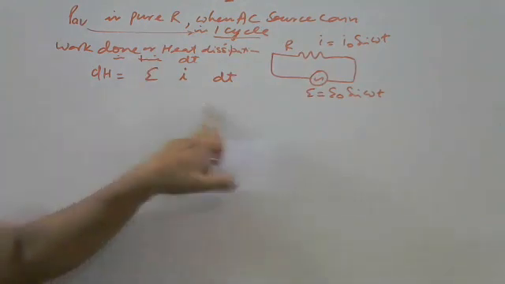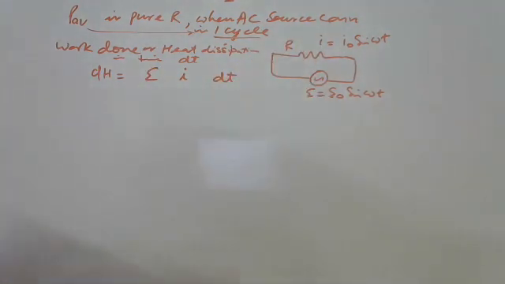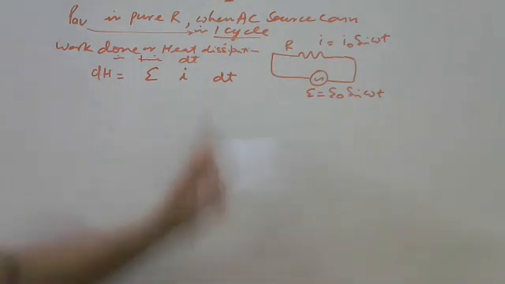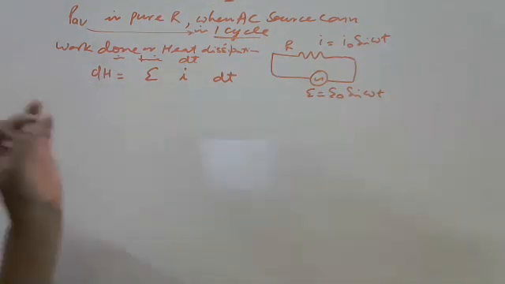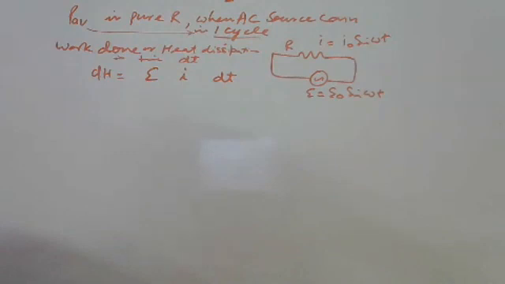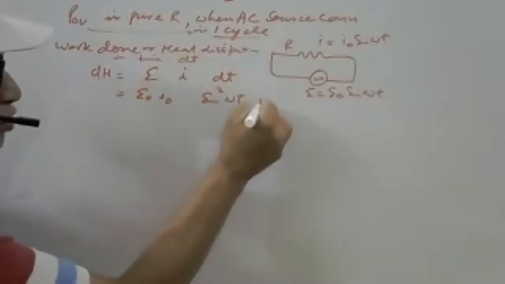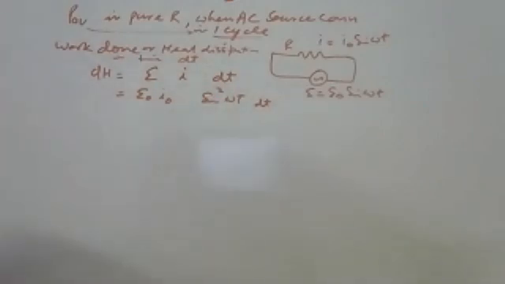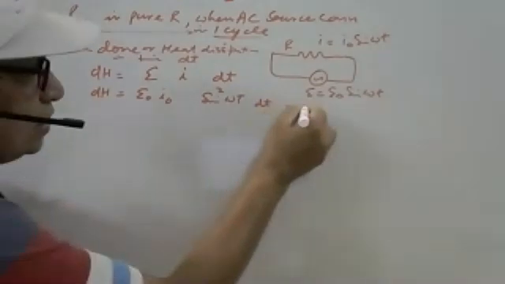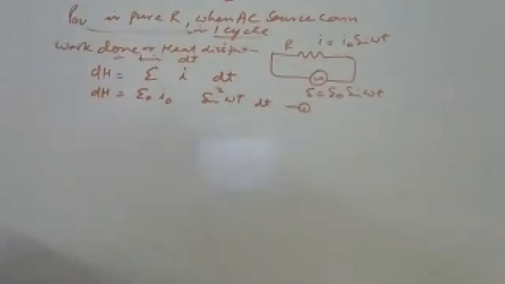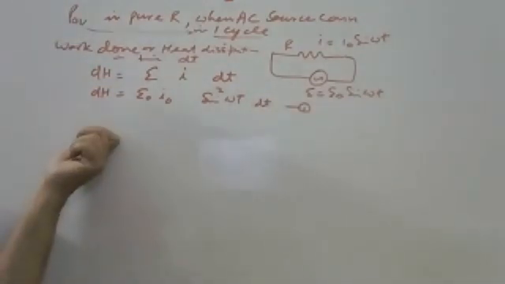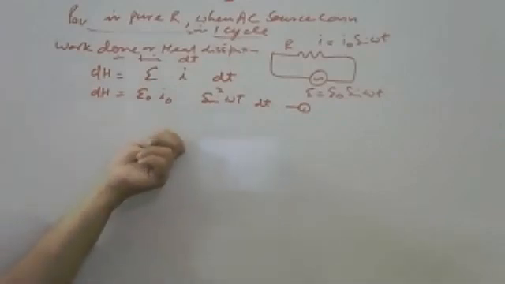Putting the values of E and I from this circuit, E is equal to E naught sin omega t, I is equal to I naught sin omega t. There is no phase difference between the current and voltage. So it will become sin square omega t. I think in this equation there is no doubt. We have put the values of E and I simply.